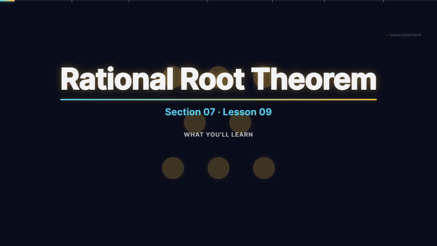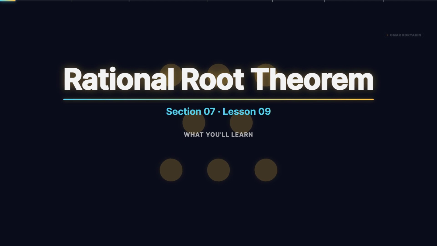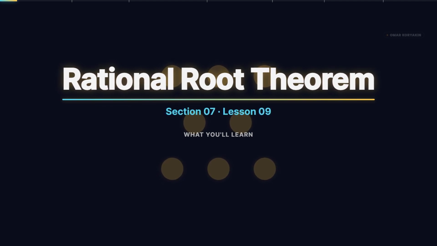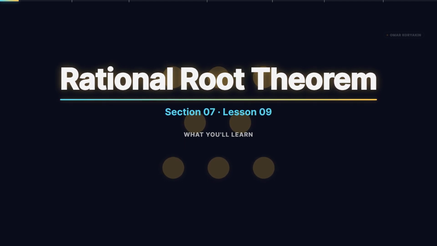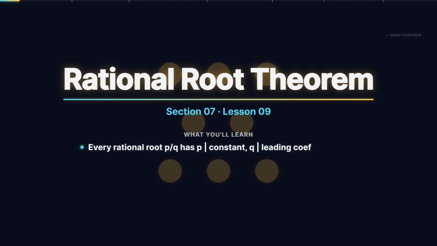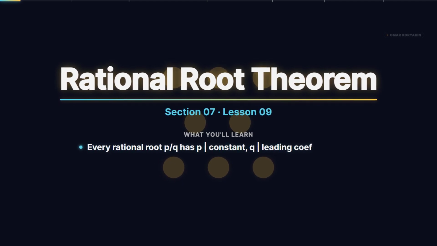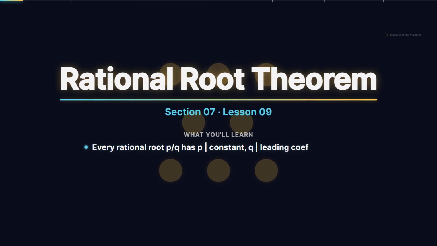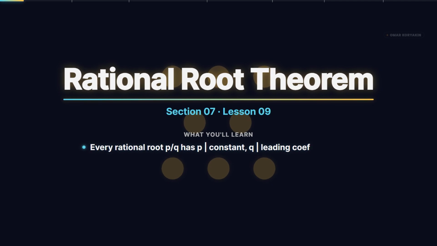Combined with synthetic division for testing each candidate, the rational root theorem gives a systematic algorithm for finding all rational roots of any integer coefficient polynomial. Today we lock in the candidate list construction, the testing workflow, and the polynomial reduction step that follows each successful root finding. First idea on the board, the rational root theorem statement.